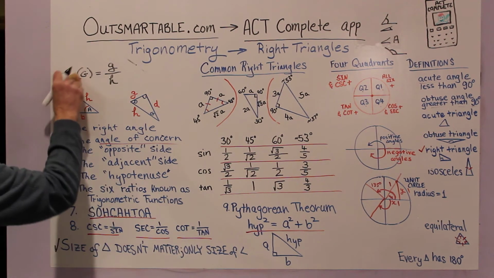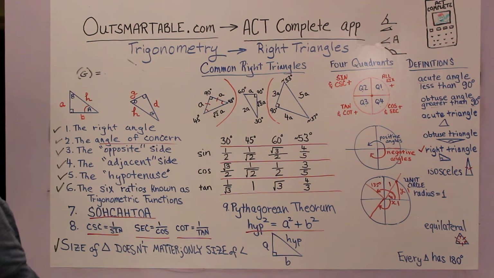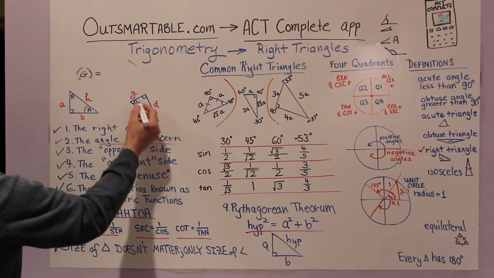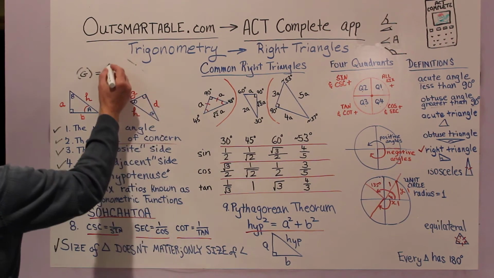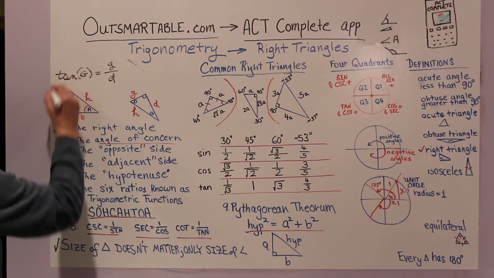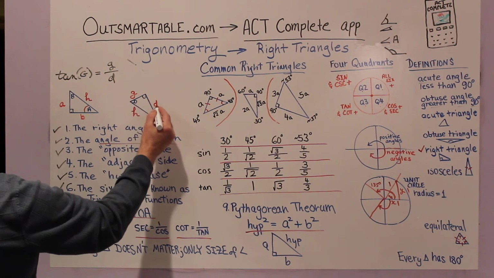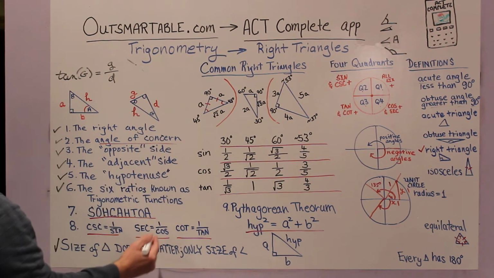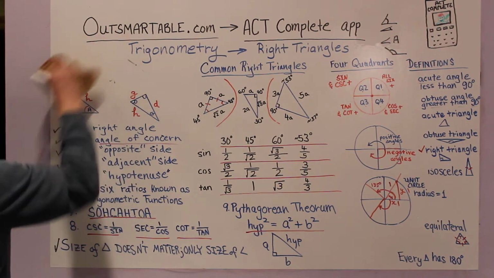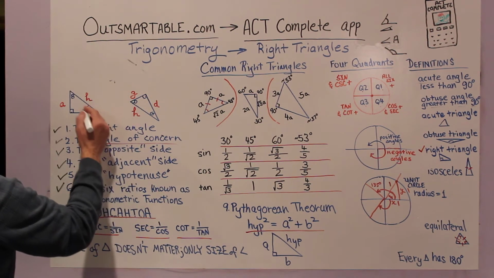How about the tangent of G? What would that be equal to? The tangent is the opposite over the adjacent. So the opposite is G divided by the adjacent, which is D. The opposite over the adjacent. That's your tangent. How about the cosine? Cosine, let's try the cosine of, say, angle B.